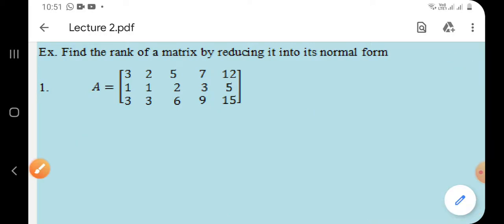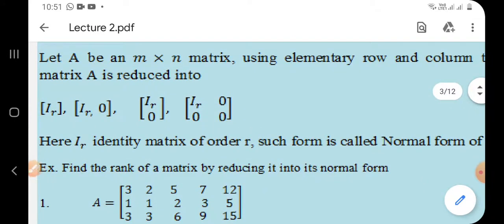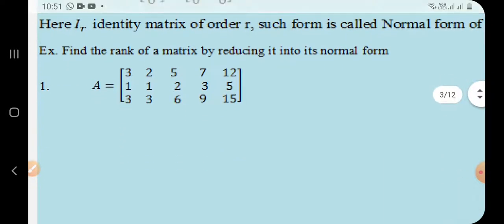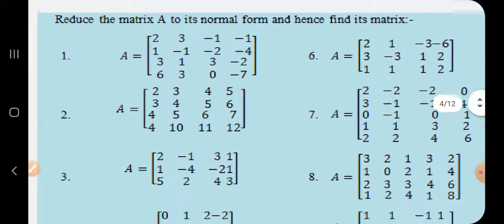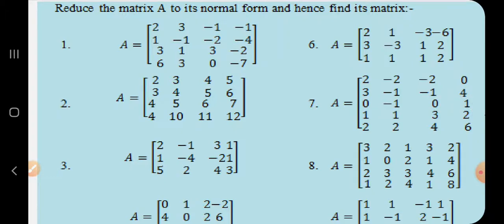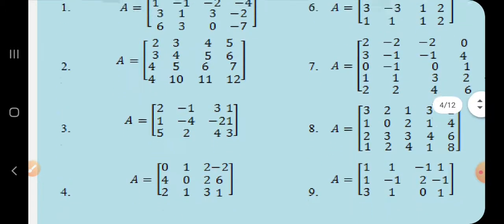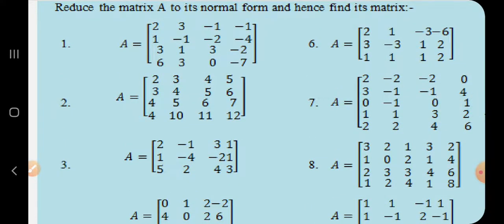Now what happens? Sometimes you may get it another way, Ir or Ir 0, Ir 0, Ir 0 0 0, and you just solve a few examples and try to find the answers, and comment in the comment section what is your answer for these matrices, right? So all matrices are in front of you, try to solve them, and in the next video we will solve some more.